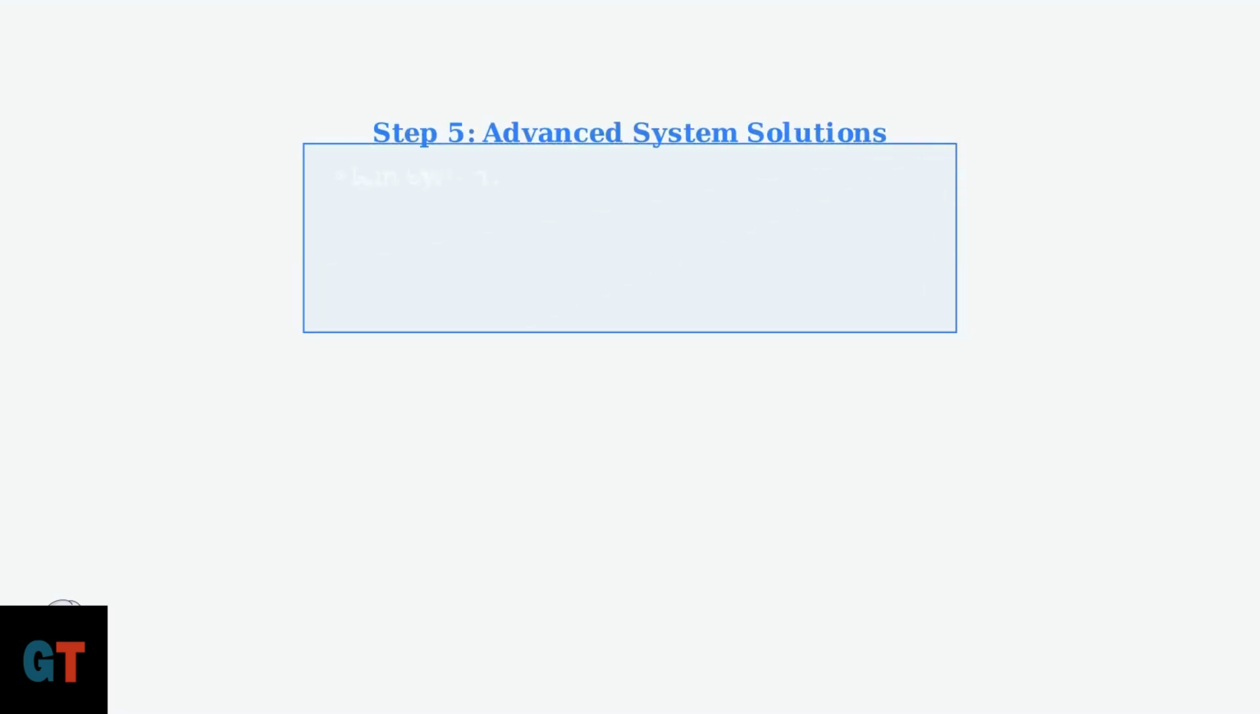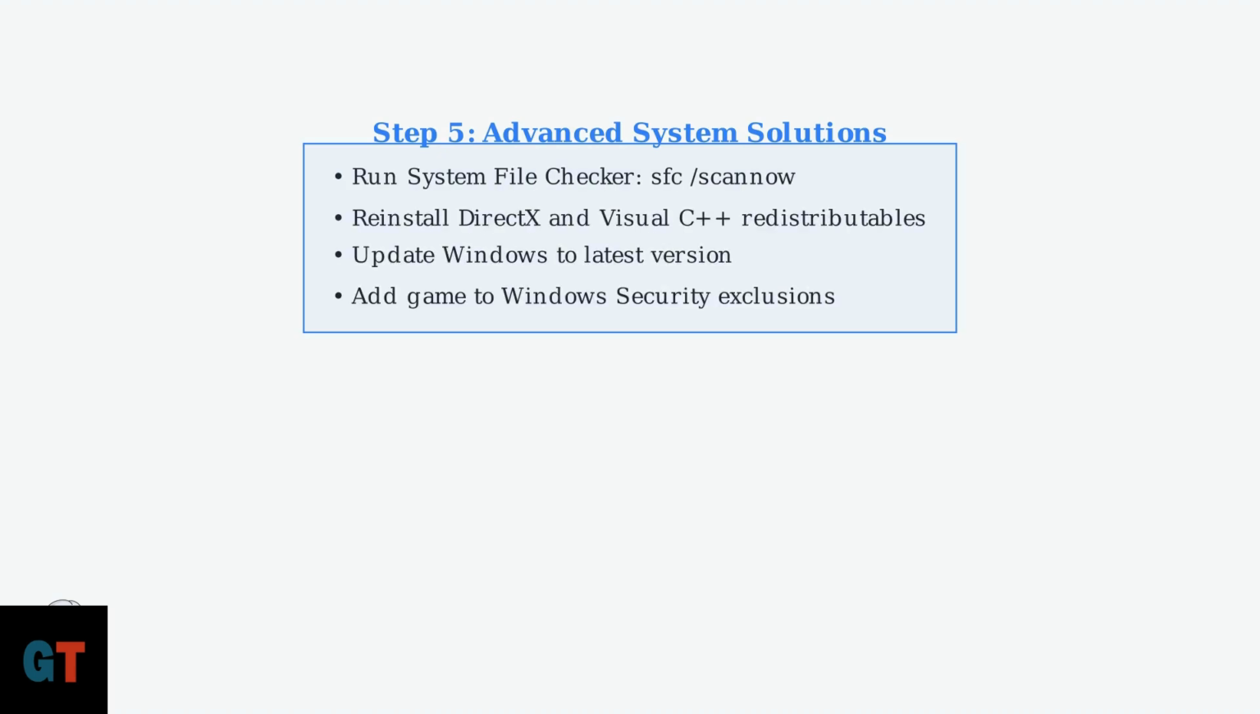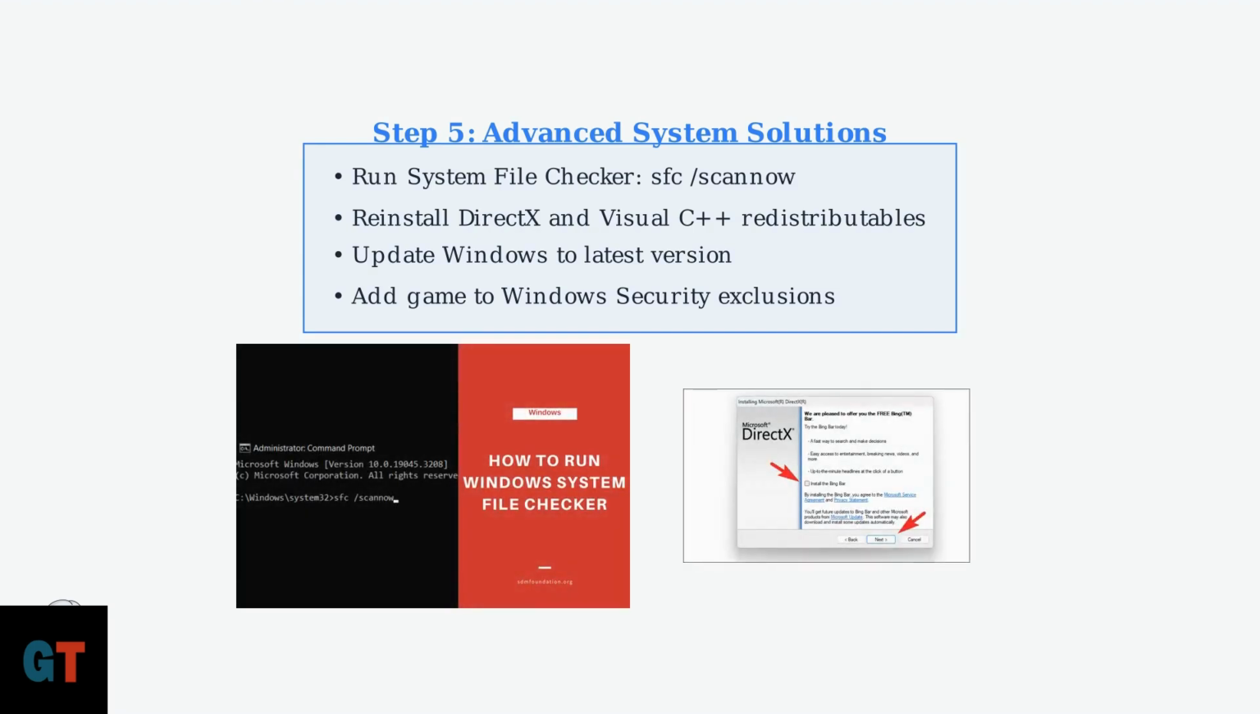Advanced solutions target system-level issues. The System File Checker repairs corrupted Windows files, while reinstalling DirectX and Visual C++ ensures proper runtime libraries are available. Run the System File Checker from an elevated command prompt using the sfc /scannow command. DirectX and Visual C++ redistributables can be downloaded from Microsoft's official website.